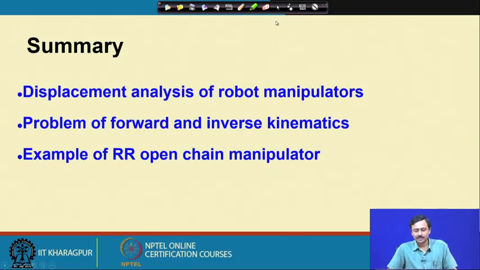So, let me summarize. We have looked at the displacement analysis of robot manipulators, we have looked at the forward and inverse kinematics problem, and we have demonstrated our analysis through the example of a 2R open chain planar manipulator. So, with that I close this lecture.